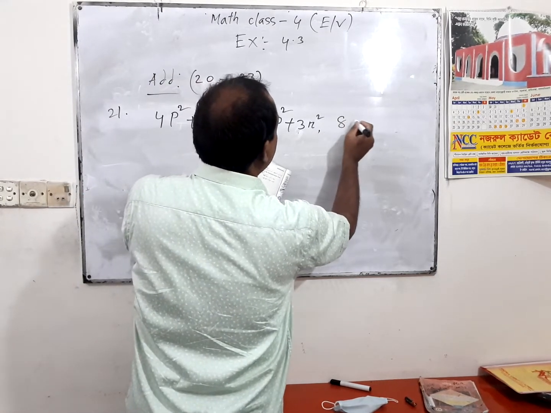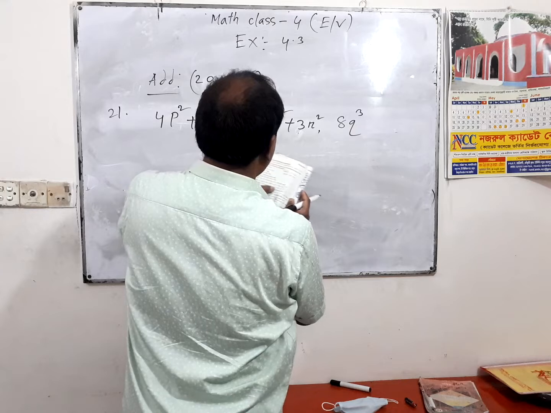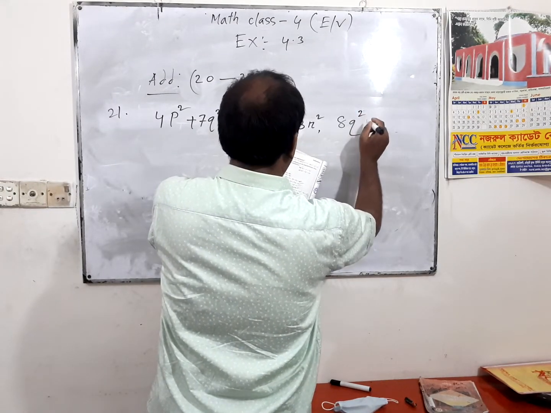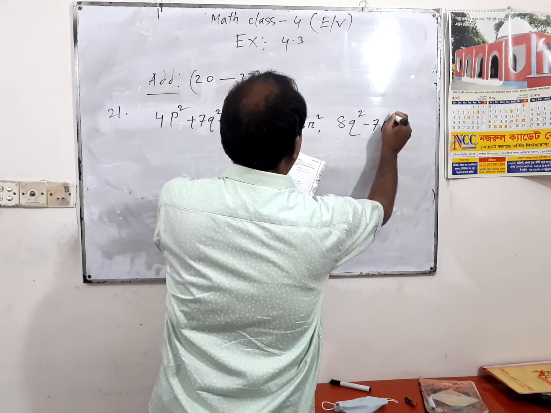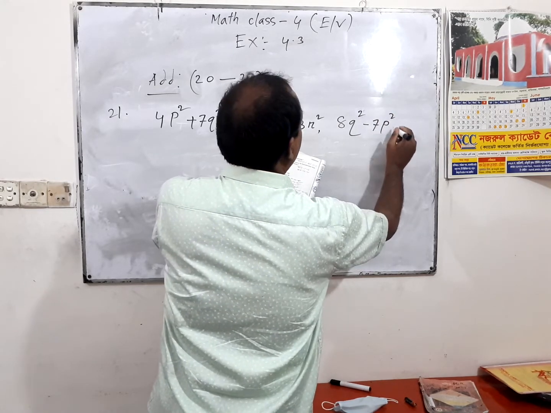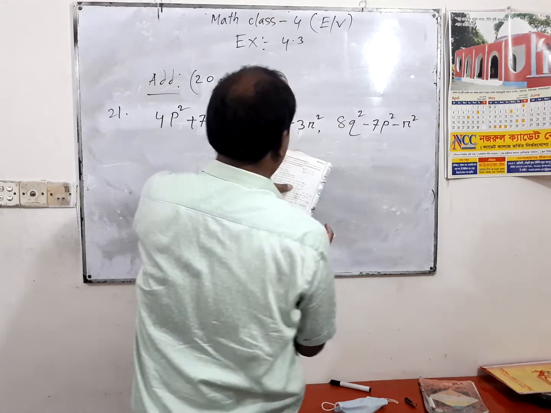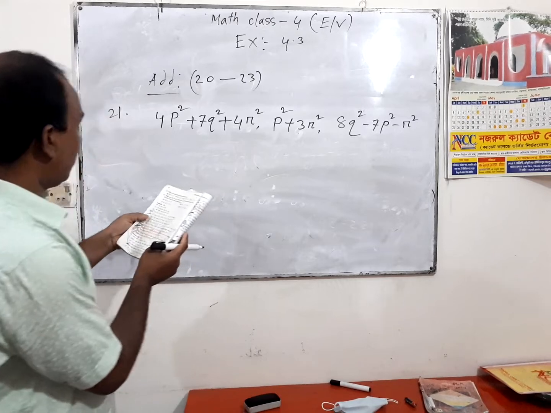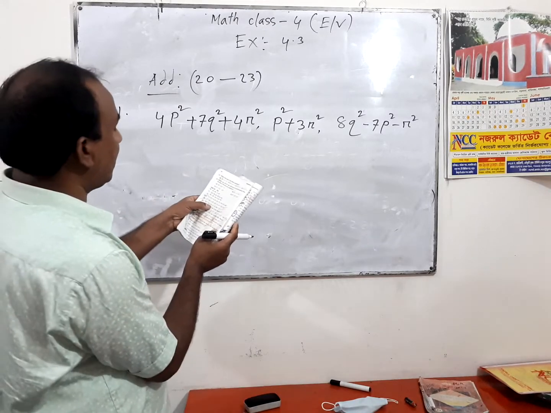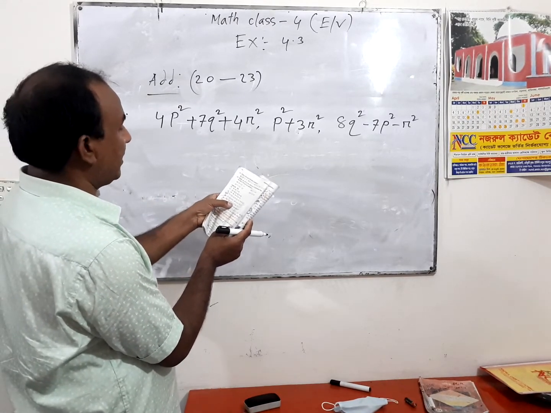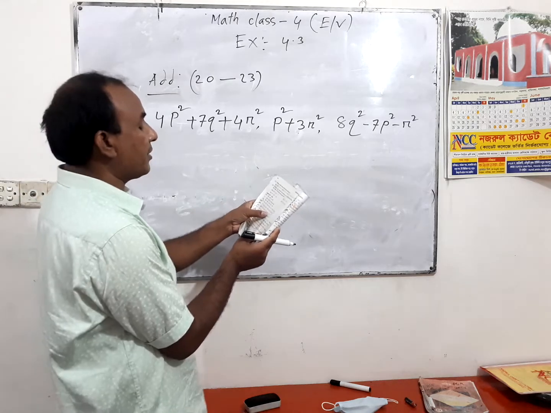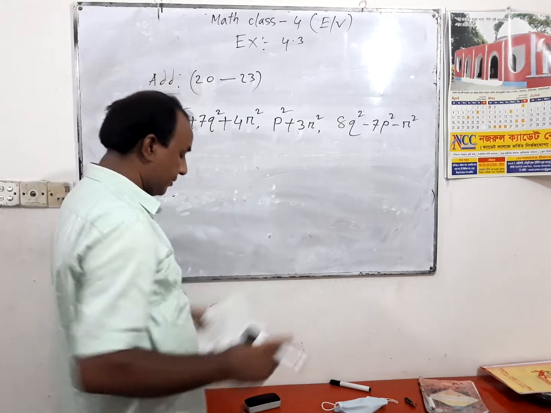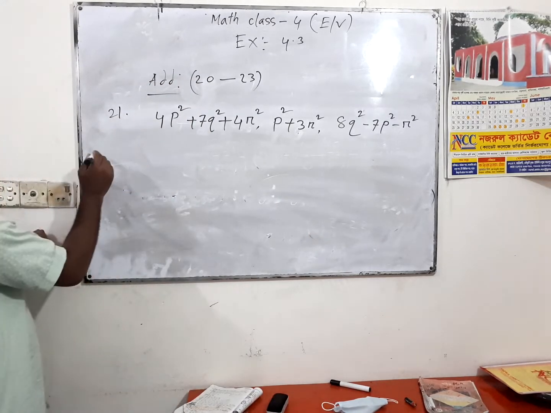And the third expression is 8q square minus 7p square minus r square. The expressions are 4p square, 7q square, 4r square; p square plus 3r square; 8q square minus 7p square minus r square. Solve.